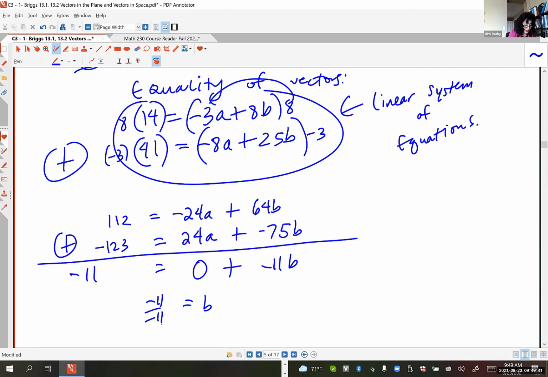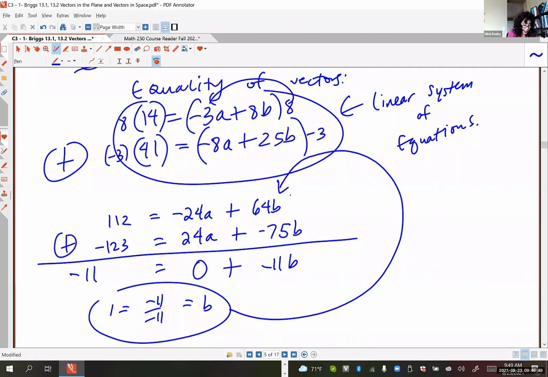Everybody with me? So what does that mean? b is equal to 1. I got one of the unknowns. Now what? Well, I need to get another unknown. How about if we substitute b equals 1 into this equation or the original? How about if I do the original where it's -3a plus 8b equals 14?